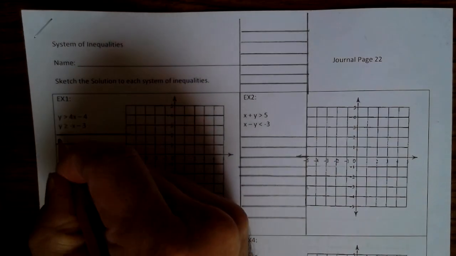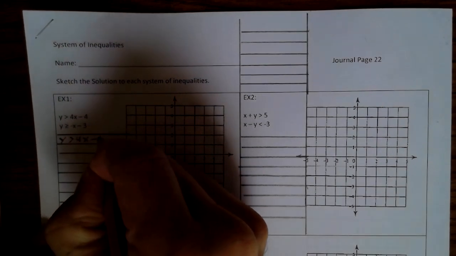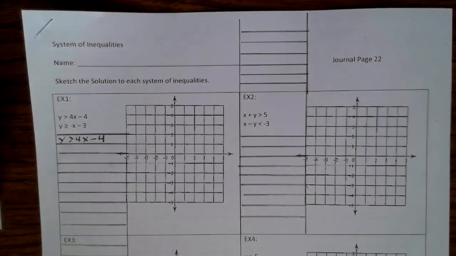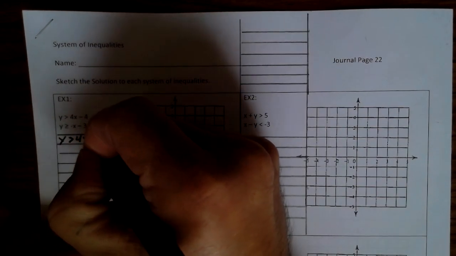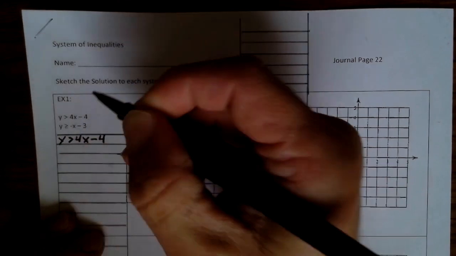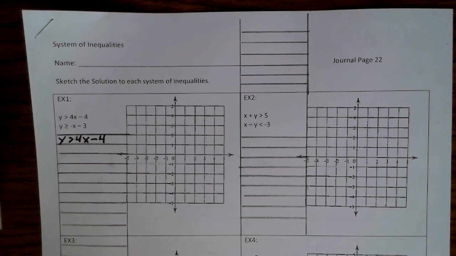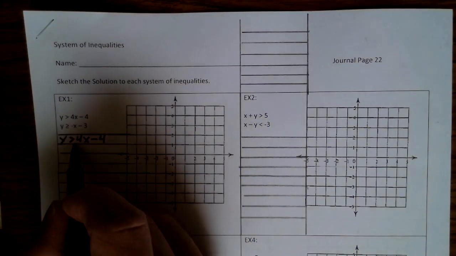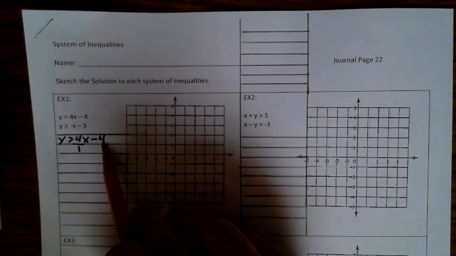Okay, so first off, let's look at the first inequality. So y greater than 4x minus 4. Let me use a pen here so you can see the difference between the pencil and the pen. Now, the number in front of x is a slope, and slope is always a fraction because it's rise over run. So we need to divide this by 1. So to graph this, we now have it in slope-intercept form. We're going to start with the intercept.